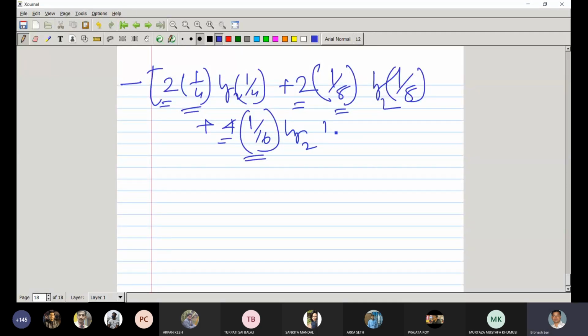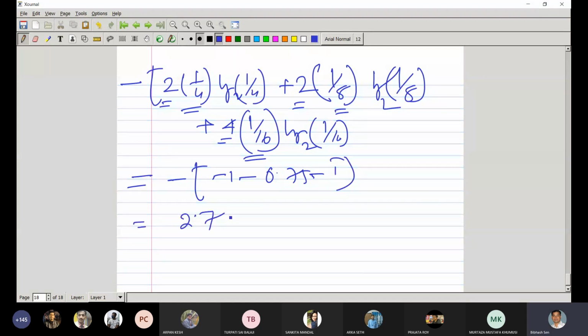Again log 2 1 by 16. The value will come minus 1 minus 0.75 minus 1, you will find 2.75. That is for Huffman. Sorry, this is for fixed length format. Okay. So in fixed length format, it is found that 2.